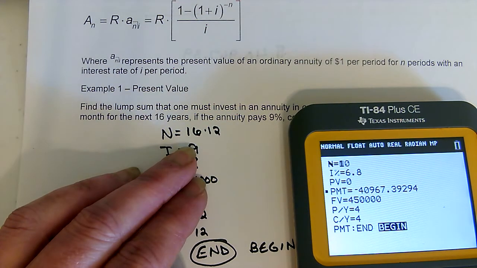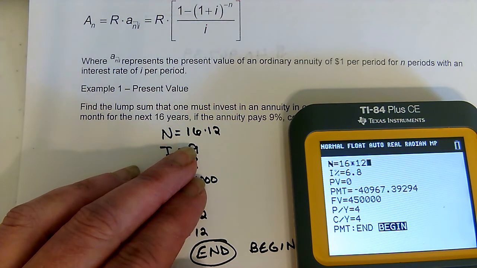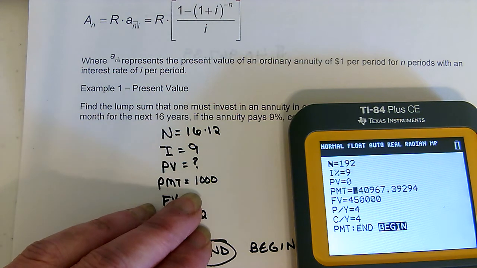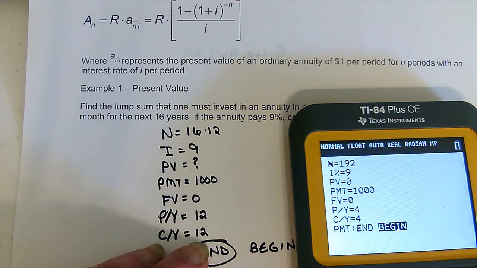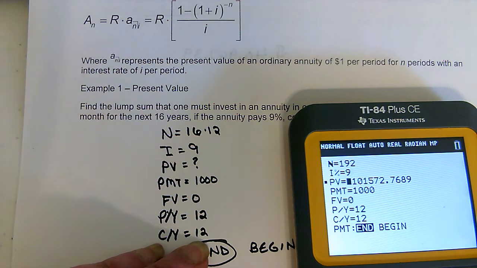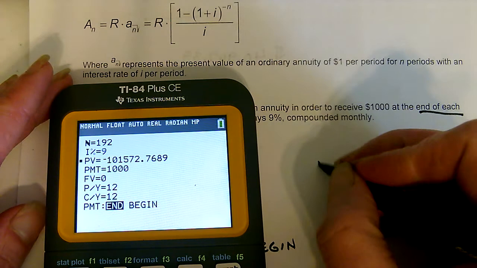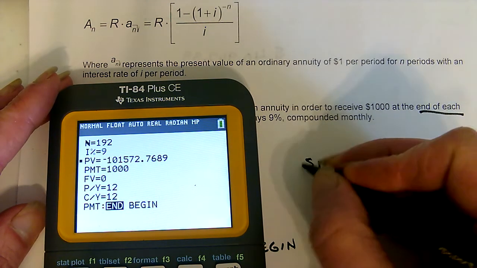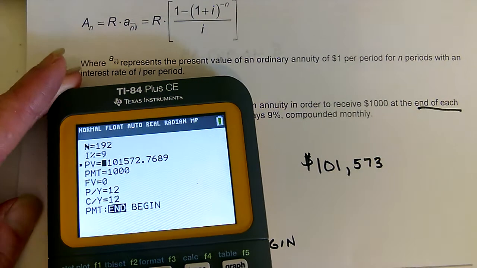So we're getting 16 years at 12 times a year. Interest rate is 9. Payment is 1,000. Clear that, make that a 0. 12, 12. And we want it at the end of the month. So how much should we invest? Basically $101,573.